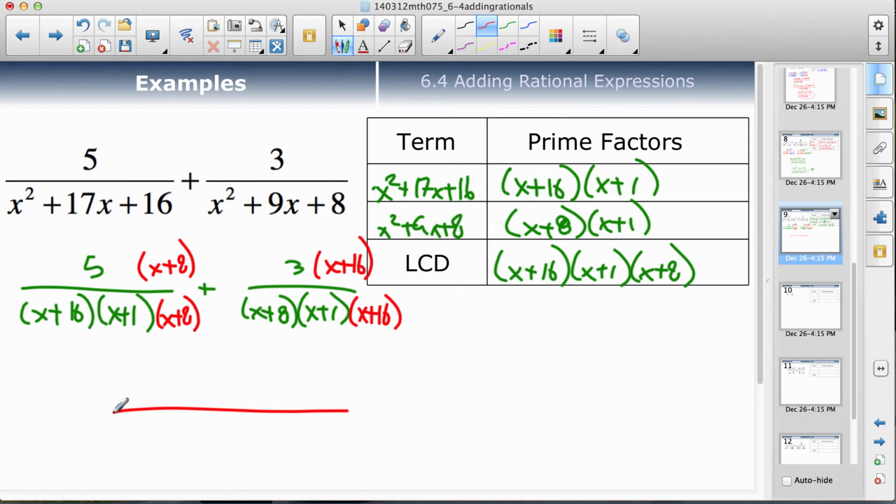Okay, so I have lowest common denominator. Let's just write it out. x plus 16, x plus 1, x plus 8. Notice that the order of those binomials, because I'm multiplying, doesn't matter. That's your associative property. Okay, and then on the top, I'm going to have 5x plus 40. Just doing my distributive property there. Plus 3x plus whatever 3 times 16 is.